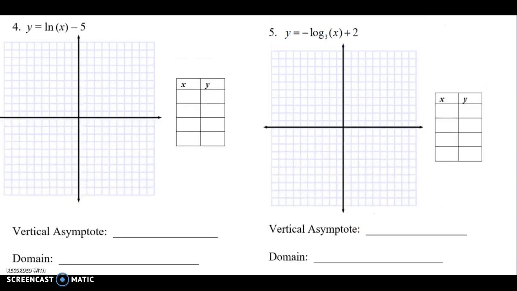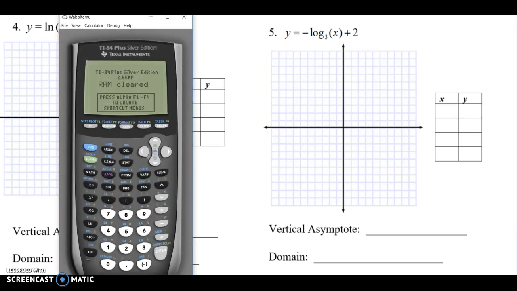I'll do number 4 just because we haven't seen ln yet. Natural log. Is there anything different about it? The only difference is the base is e, like 2.7-ish. That's the only thing, is the special base. So go back to your calculator. And there is an ln button. Did you guys see it?